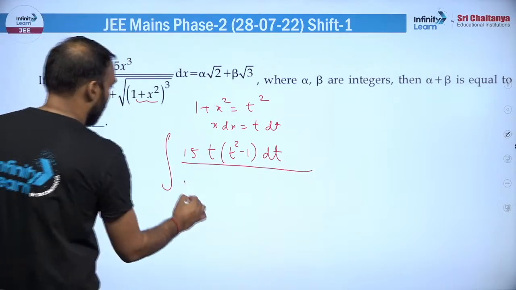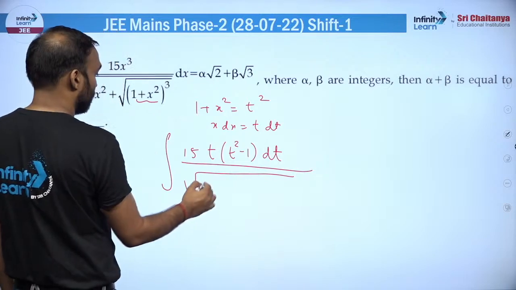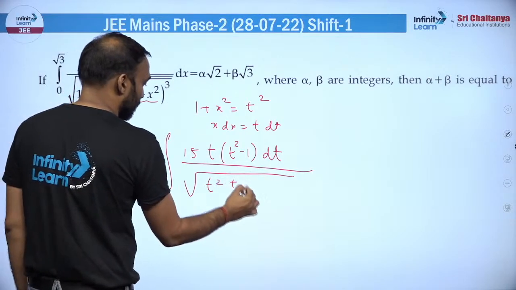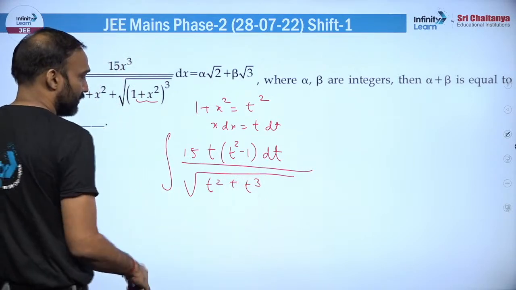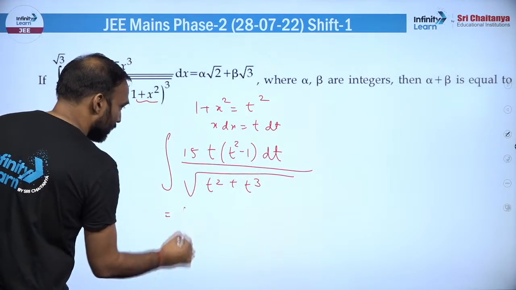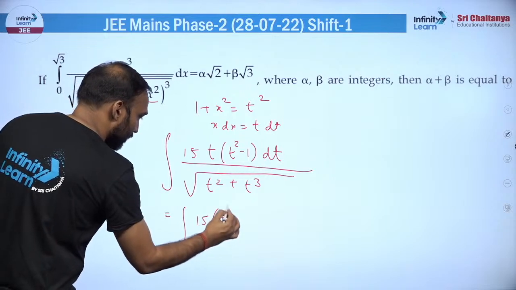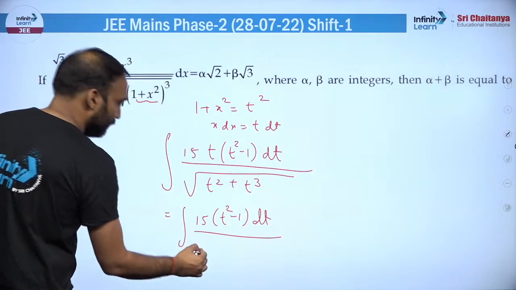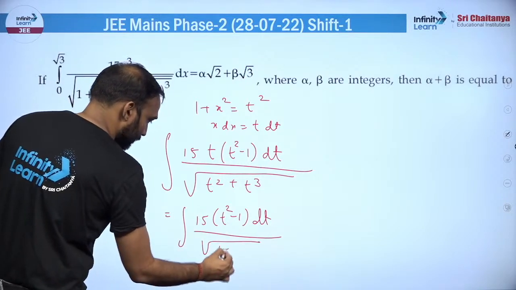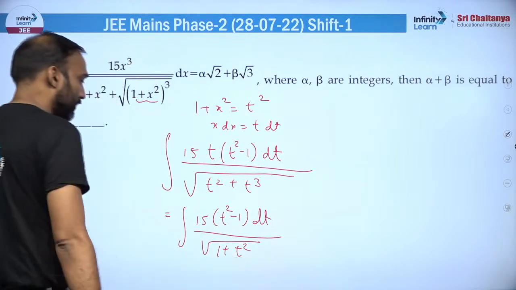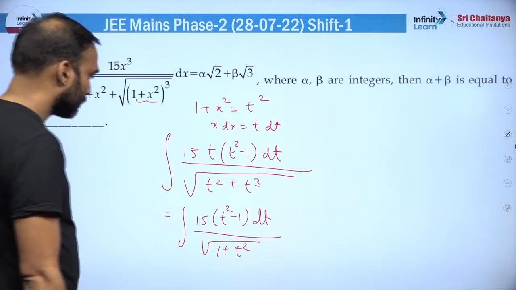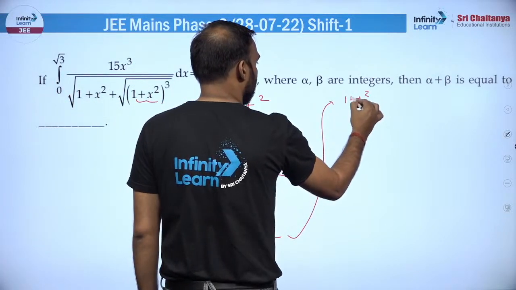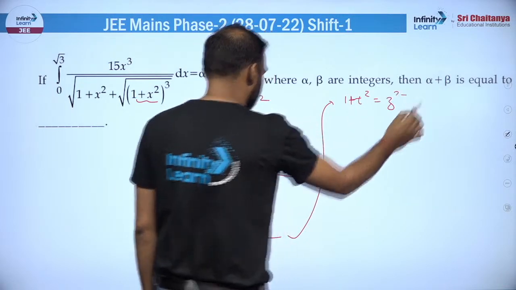Then in the denominator, I'll have 1 plus x square is t square, and this is t square, that is t cube. Right, so I'll take t square out, so I'll have 15 t square minus 1 dt. One plus t square, right? So now over here I can put 1 plus t square is equal to some z square, right?